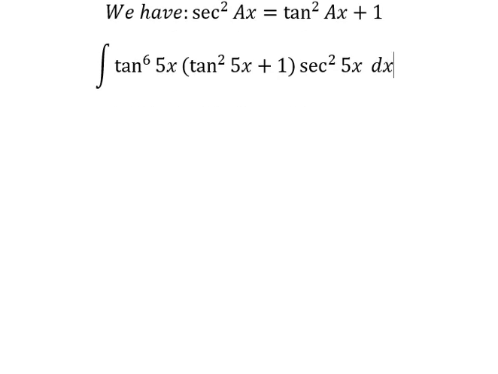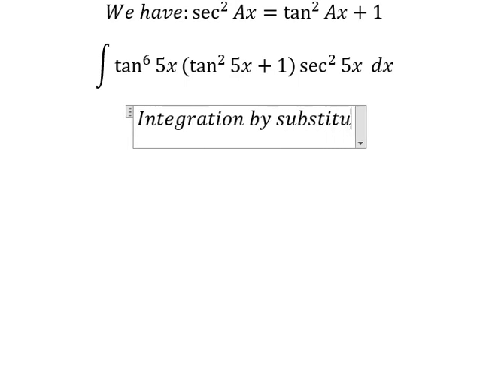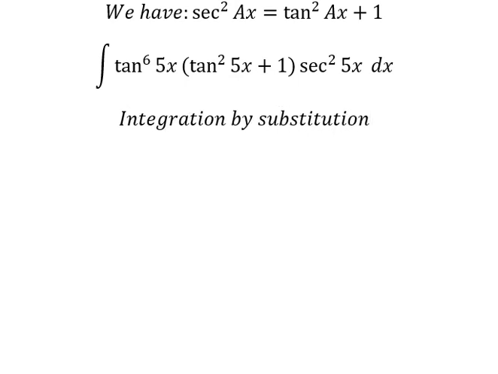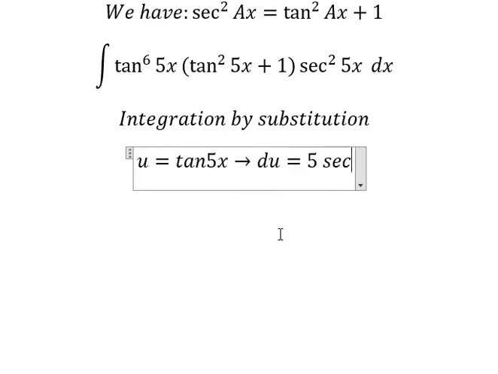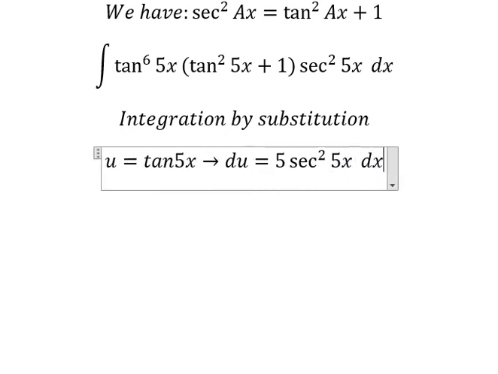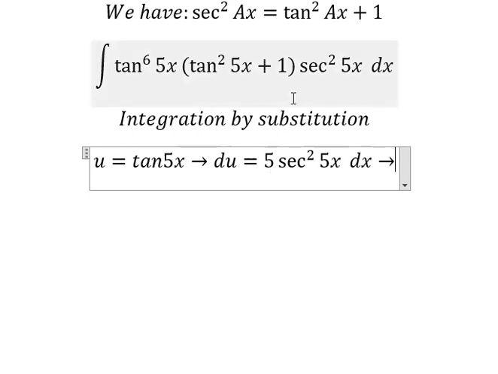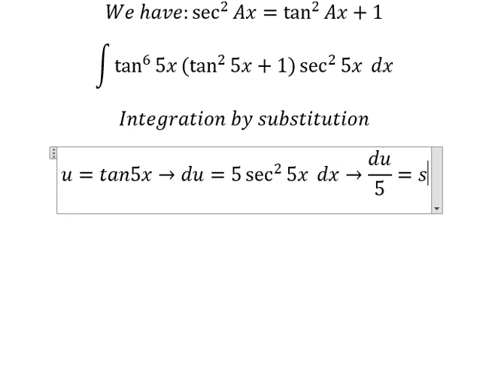Next, we need to use integration by substitution. So I will put u equals tan 5x. After that, we first need to take the derivative of both sides, and we have 5 secant of 5x squared dx. Because we don't have the number 5, we need to divide both sides by the number 5.